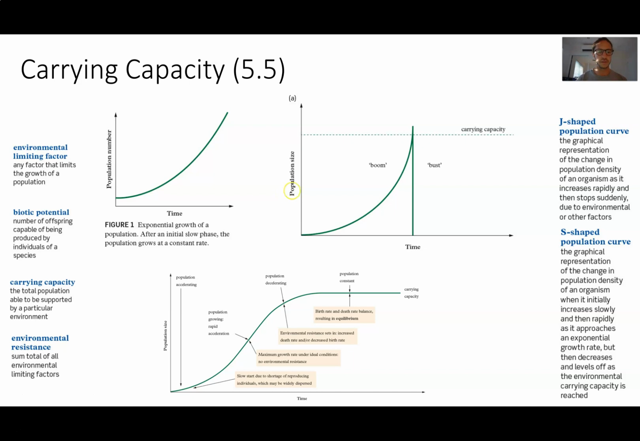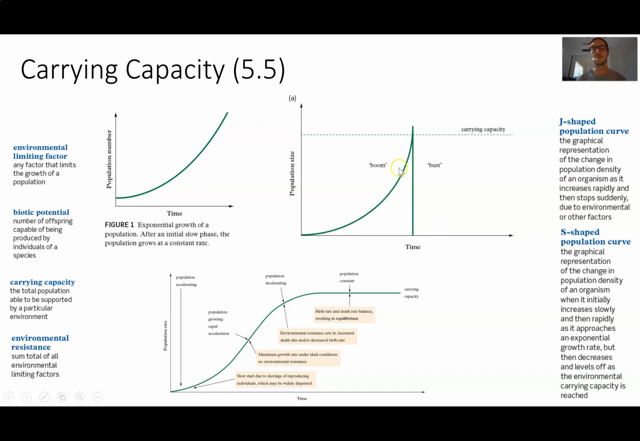This will continue indefinitely and rise without limit if it were not for limiting factors. However, each environment has its own carrying capacity, and carrying capacity is defined as the total population able to be supported by a particular environment. So I'm going to introduce two terms to you now. It's the J-shaped population curve and the S-shaped population curve.